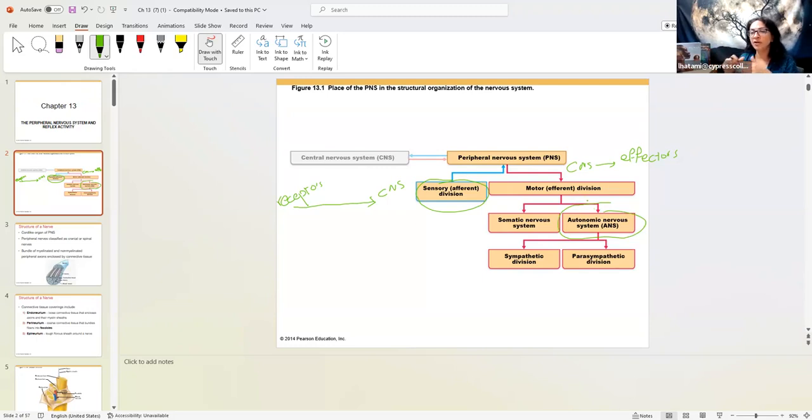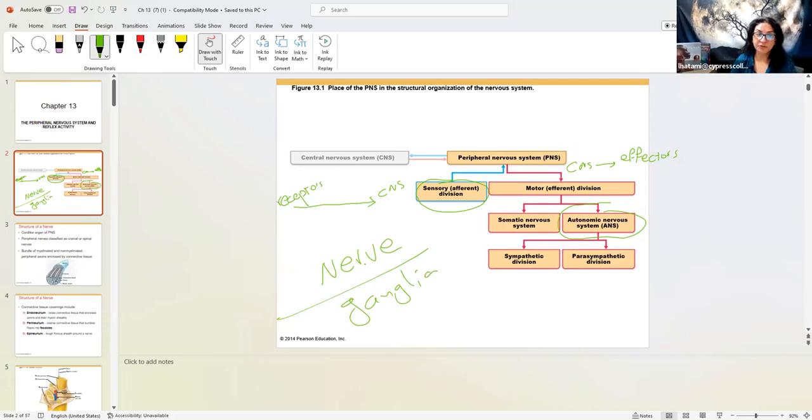Just know that under the autonomic nervous system, which is the involuntary nervous system, we have two other divisions: the sympathetic division, fight or flight, and the parasympathetic division, rest and digest. We're going to cover the autonomic nervous system in a different chapter in detail. But today we're going to talk about the peripheral nervous system, the nerves and ganglia.